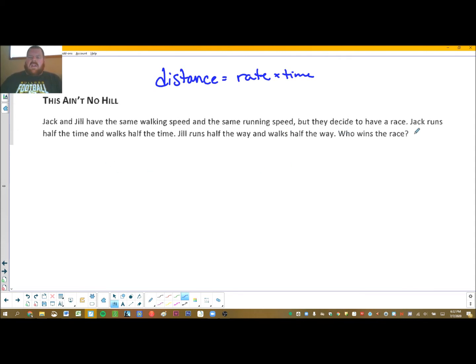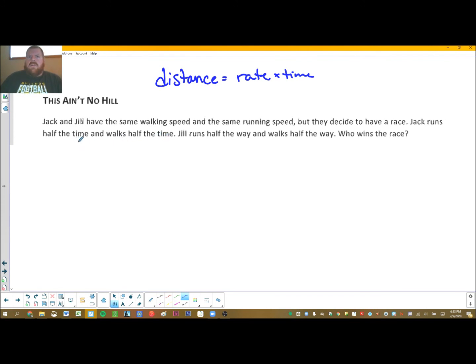But yeah, they decide to have a race. Jack runs half the time and walks half the time. So we need some variables here. Jack runs half the time and walks half the time, and then Jill runs half the way and walks half the way. Who wins the race? And I'm going to give you a hint to say it's the same person every time. Okay? So this is the same person every single time. The question comes, who's going to win?